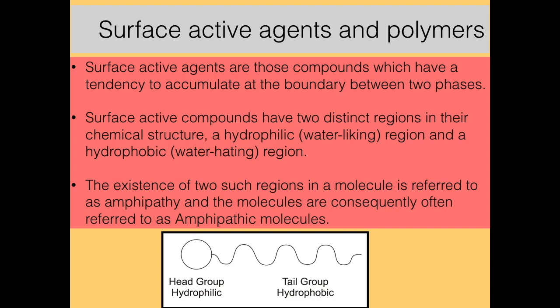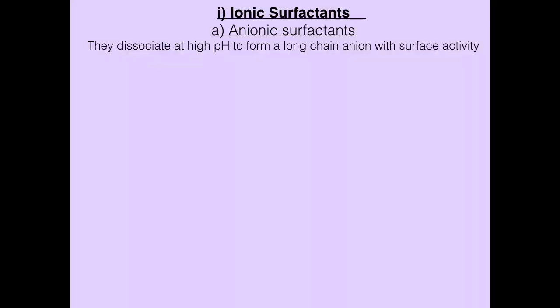Let's discuss all classes of surfactants in detail. First, ionic surfactants, which contain anionic surfactants and cationic surfactants. Anionic surfactants dissociate at high pH to form a long chain anion with surface activity. So these surfactants perform their emulsifying properties only at high pH.